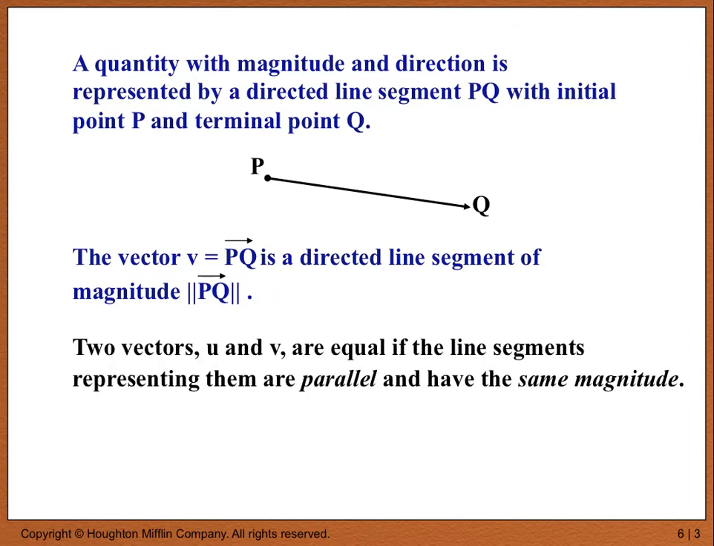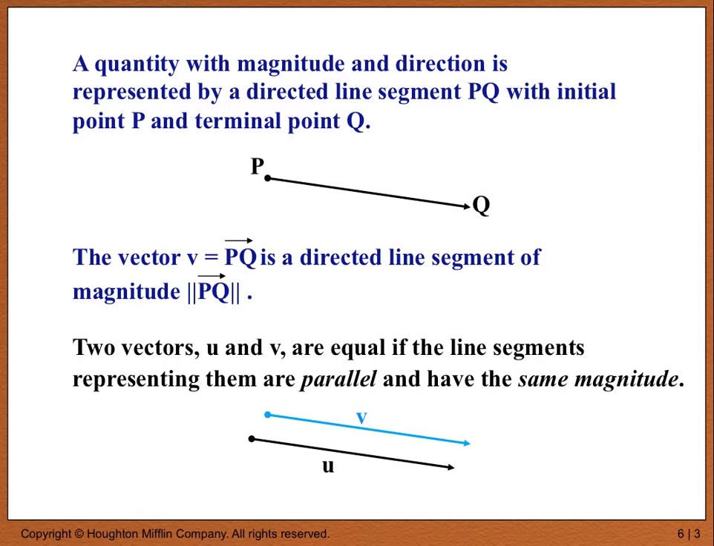Two vectors u and v are equal if the line segments representing them are parallel and have the same magnitude. This brings up an important point about vectors. So let's look at these next 2 vectors. I've got u and I've got v. Now notice that they're in different parts of the screen. But u has the same magnitude as v, and u has the same direction as v, and therefore u and v are considered equal.